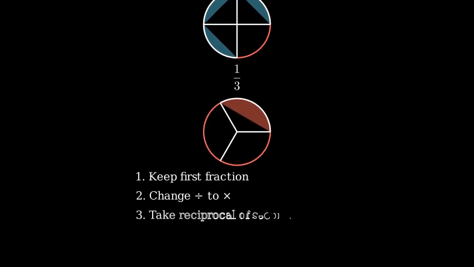To divide fractions, we follow 4 simple steps. First, keep the first fraction. Second, change division to multiplication. Third, take the reciprocal of the second fraction. And fourth, multiply and simplify.